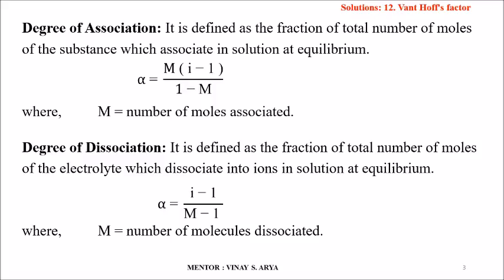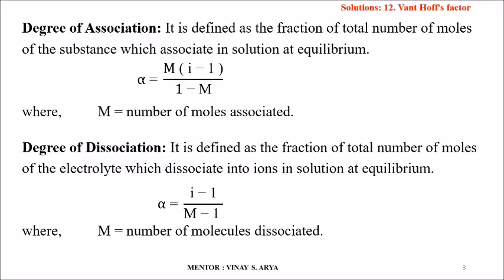Similarly, it's defined as the fraction of total number of moles of the solute which associates in solution at equilibrium. So alpha, the degree of association, is given as capital M, the number of moles associated, into I minus 1 upon 1 minus M. Again I repeat, alpha is equal to capital M into I minus 1 upon 1 minus M, where M is the number of moles associated.